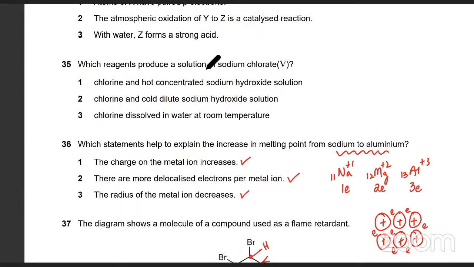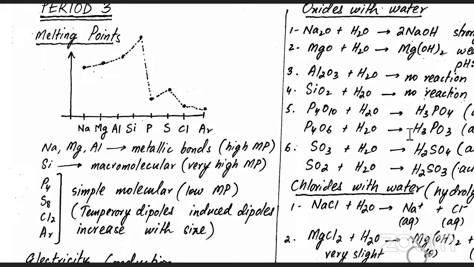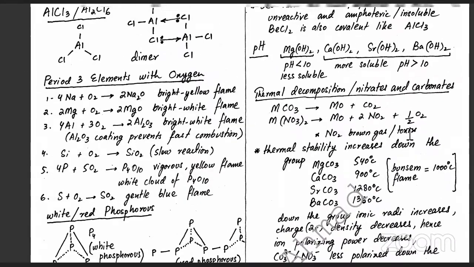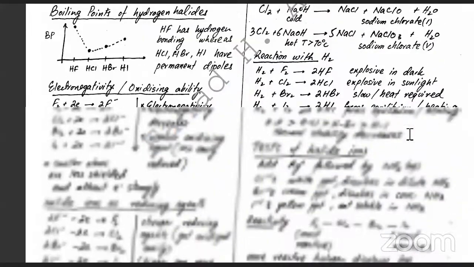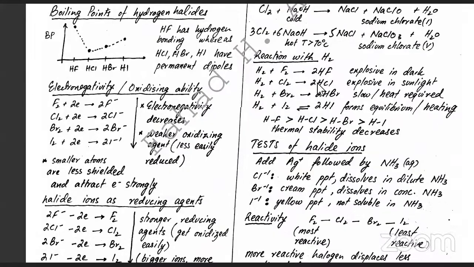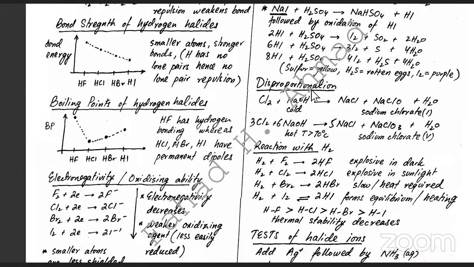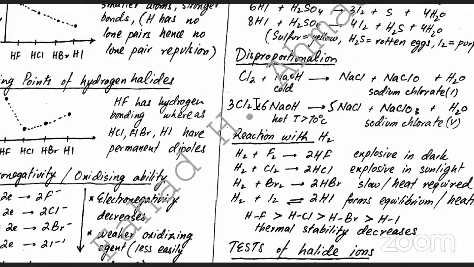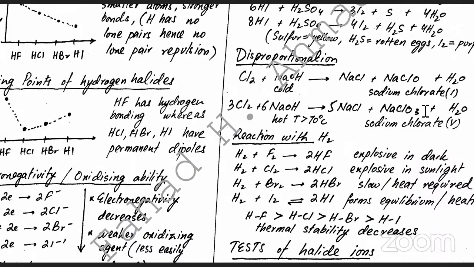So then you have this one. This one is which reagent produces a solution of sodium chlorate 5, which is NaClO3. Now it's a typical reaction that you just have to remember. It's about forming bleaches, that's also given in the notes. Group 17. If you remember this, you'll just know this. In group 17, if you check the notes, you have a disproportionation reaction where chlorine reacts with NaOH to form NaCl, NaClO3, and H2O.